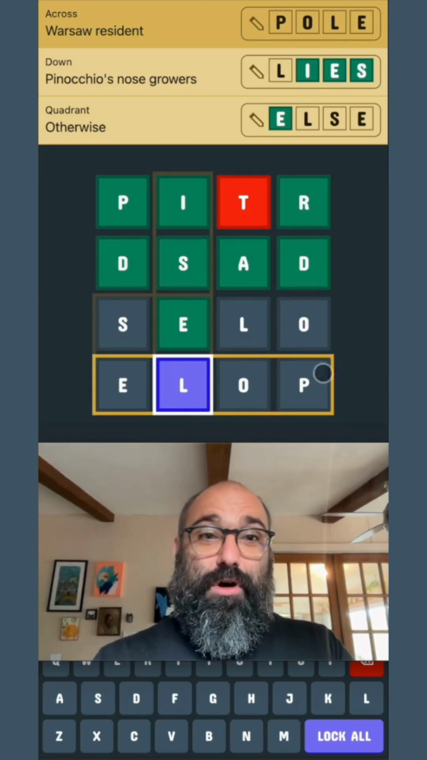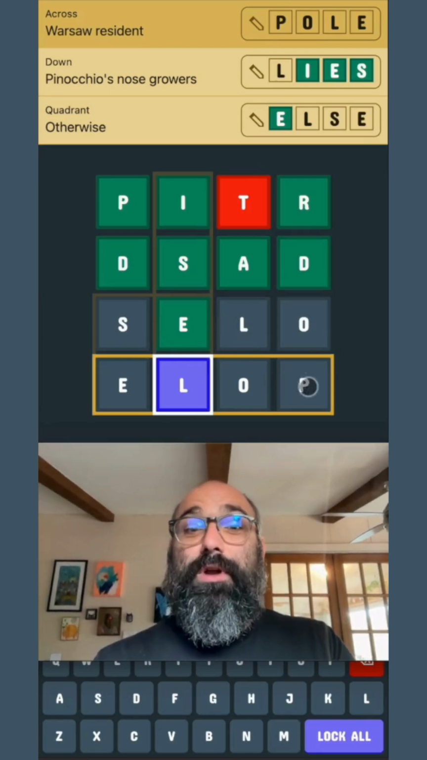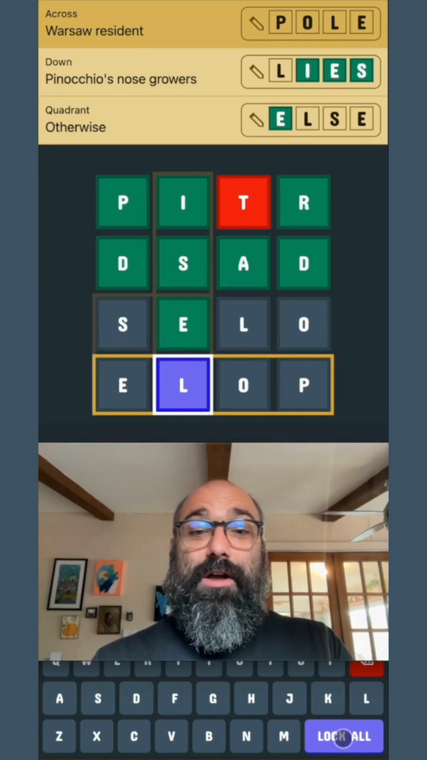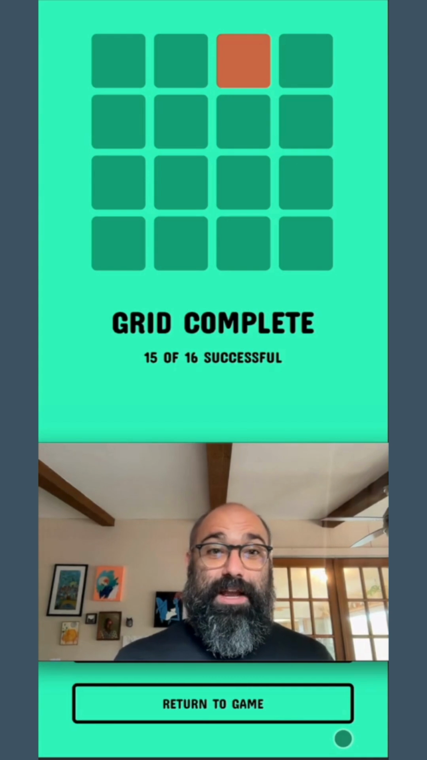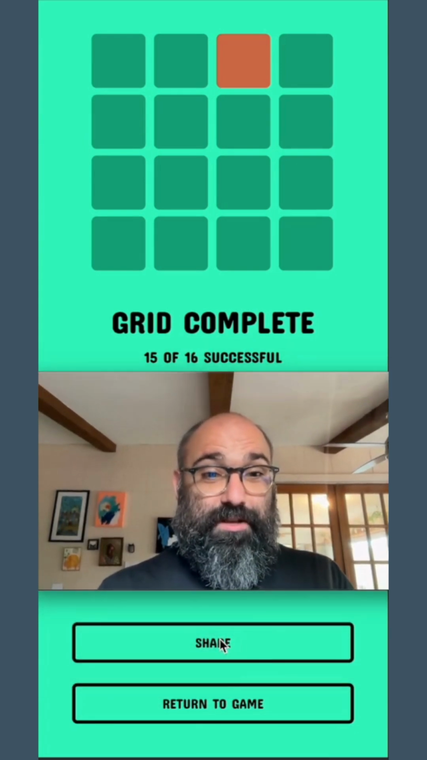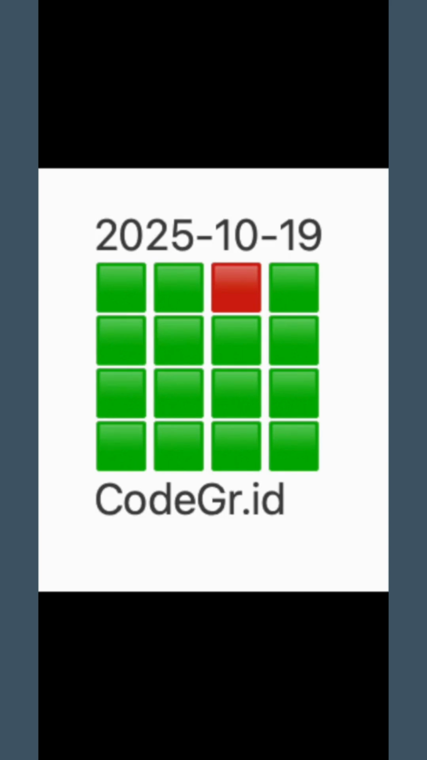Once you have all the letters drafted in that you want, because sometimes people like to get it all sorted out before they lock anything in, you'll see the button allows us to lock all. We'll go ahead and lock all. And it says grid complete, 15 of 16. And I want to show you here, you can go ahead and click this share button. It will copy a spoiler-free emoji little text blob that you can send to any of your friends. Challenge them to CodeGrid too.